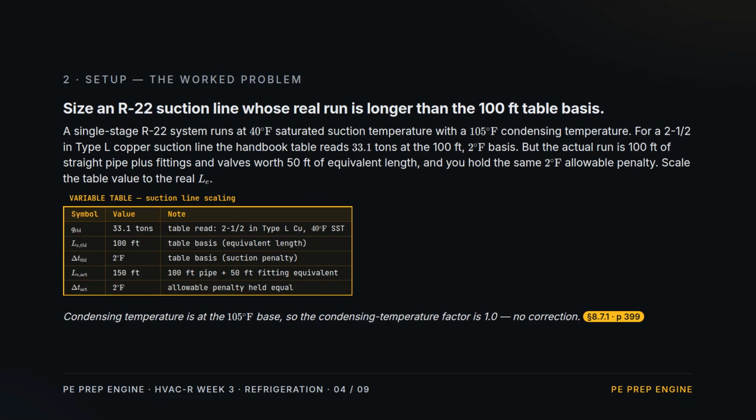The problem: a single-stage R22 system runs at 40 degrees saturated suction, 105 condensing. For a 2.5-inch Type L copper suction line, the table reads 33.1 tons at its 100-foot 2-degree basis. But the real run is 100 feet of pipe plus fittings and valves worth another 50 feet of equivalent length, and you hold the same 2-degree penalty. So the line can't carry the full table capacity. Scale it down to the real equivalent length.